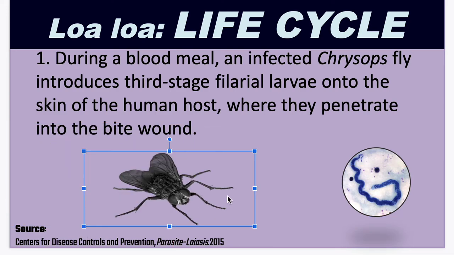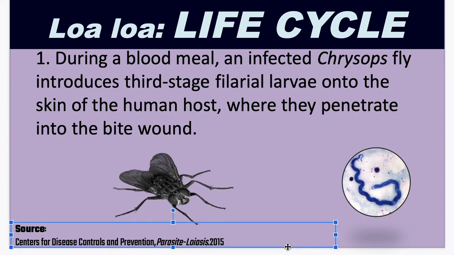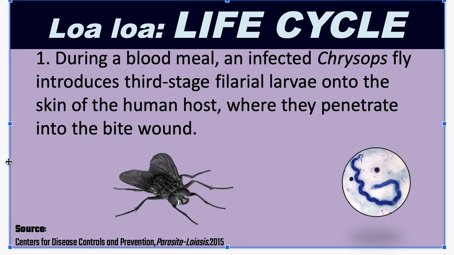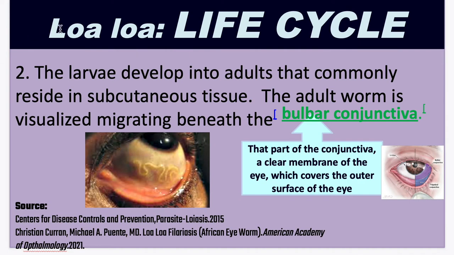third stage filarial larvae onto the skin of the human host, where they penetrate into the bite wound. So those larvae develop into adults and they commonly reside in your subcutaneous tissues.